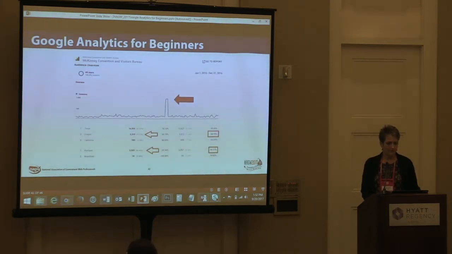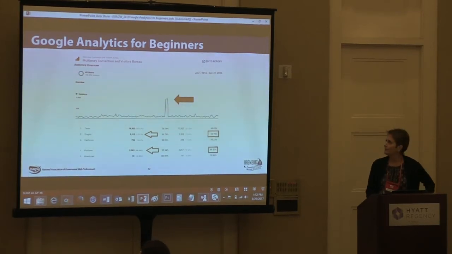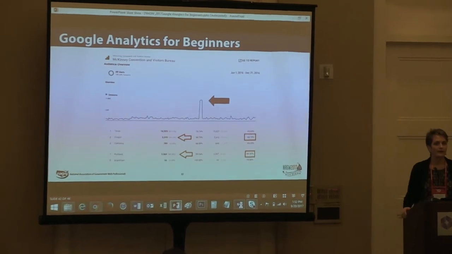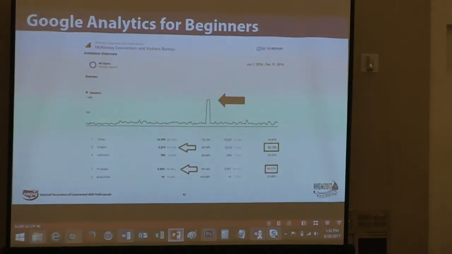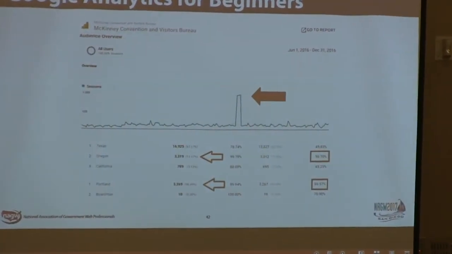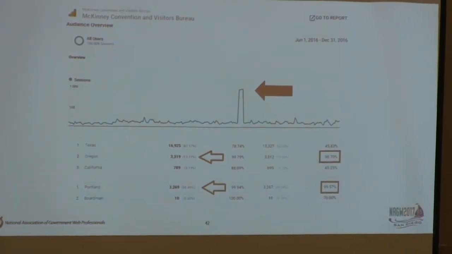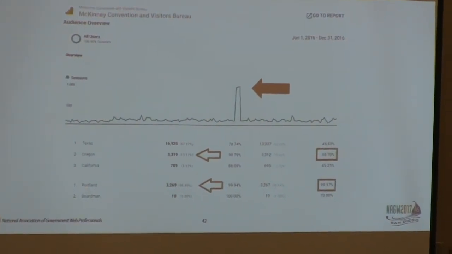So this is one of the anomalies. If you'll notice on that graph, we had this huge bump in traffic one month, and it affected a couple of sites, but this happens to be the CVB site. As I looked at this, all I saw was this spike in traffic that month.